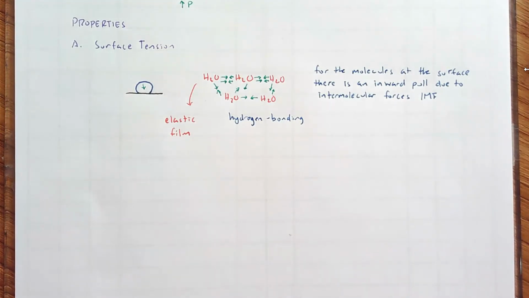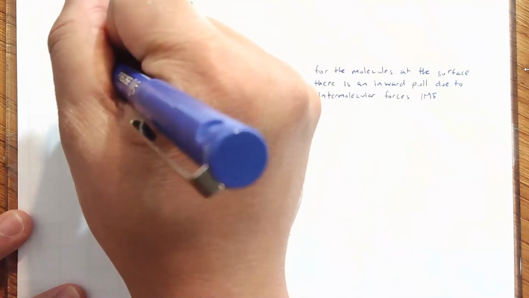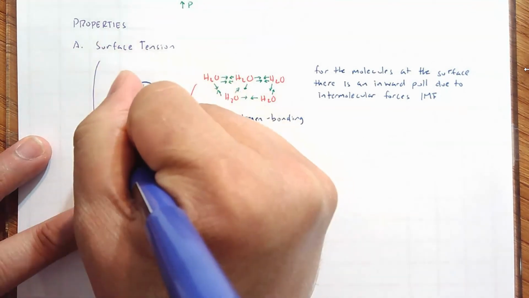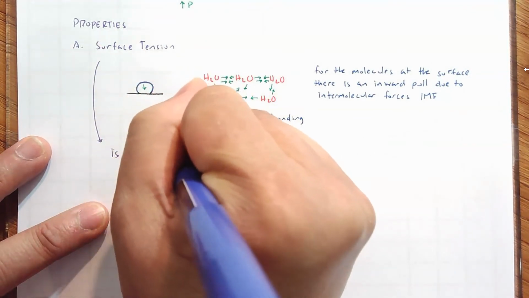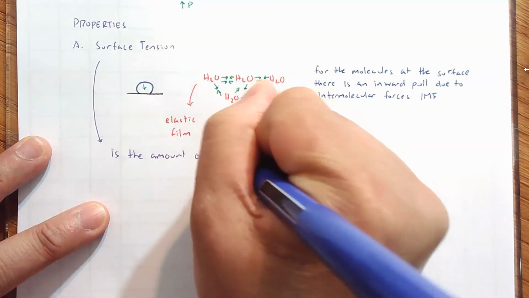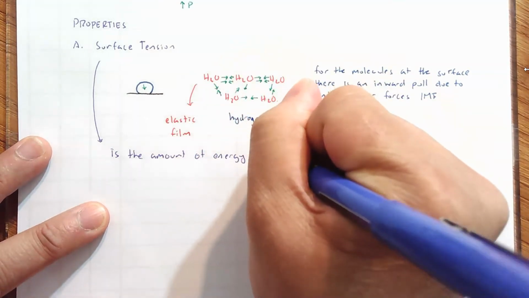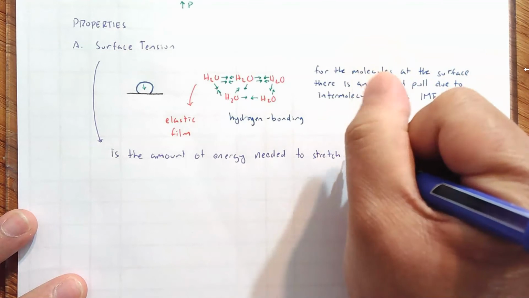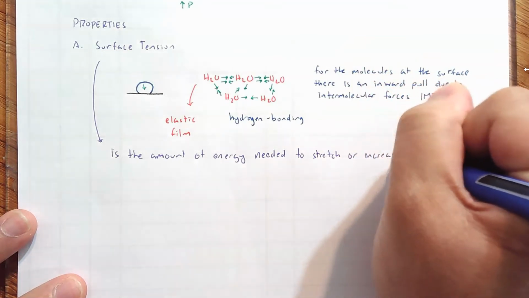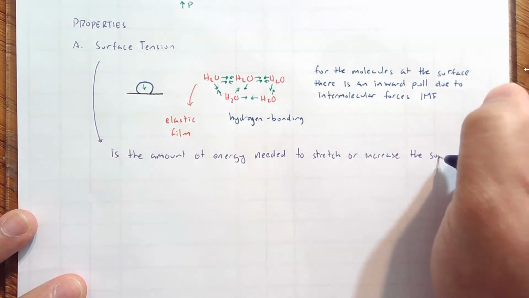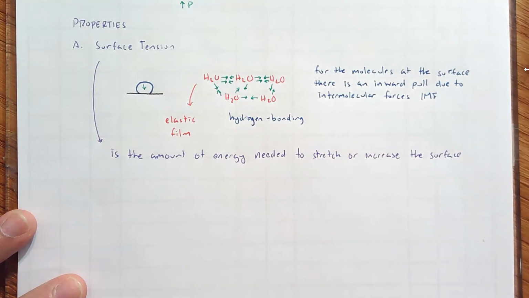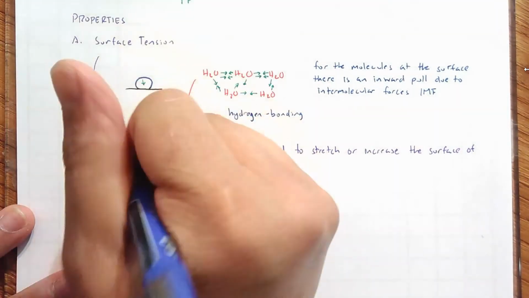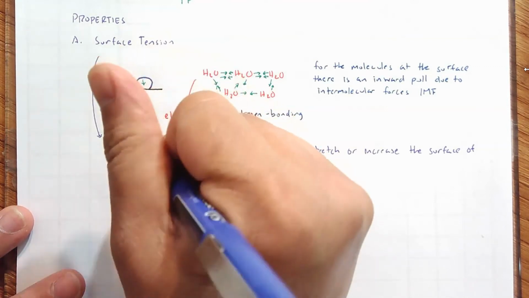I never told you the definition of surface tension. Let me do that. It's a long definition. It's the amount of energy needed to stretch or increase a surface of a liquid by a unit area.